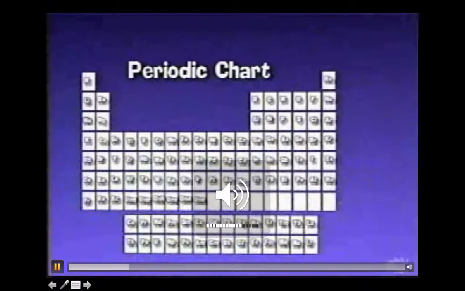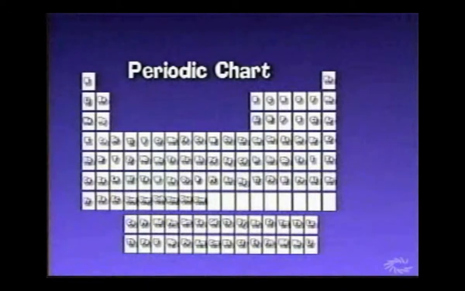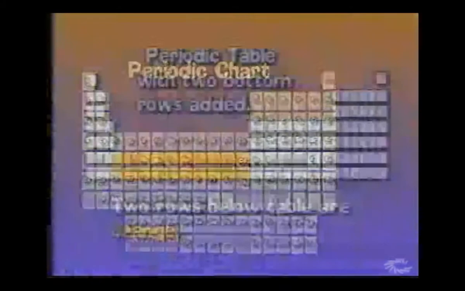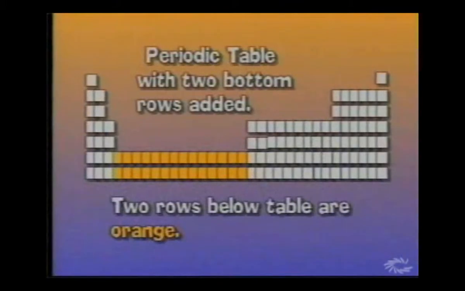About the 2 rows of elements that appear out of order and at the bottom of the periodic table. Well, they are shown that way to save space. This is what the periodic table would look like with the 2 rows in their proper positions.